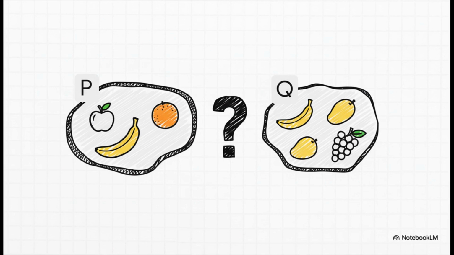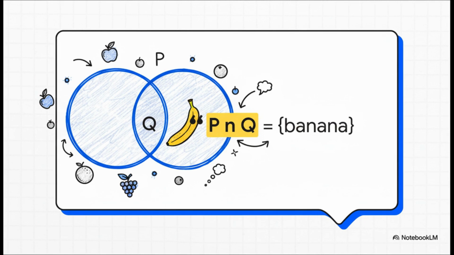Okay, let's switch it up from numbers to fruit. Let's say set P has an apple, a banana, and an orange. Meanwhile, set Q has a banana, a mango, and a grape. So what's the one thing these two sets share? Yep, the intersection of P and Q is just banana. Why? Because banana is the only piece of fruit that you can find in both set P and set Q. See? This is all about finding just the shared stuff.